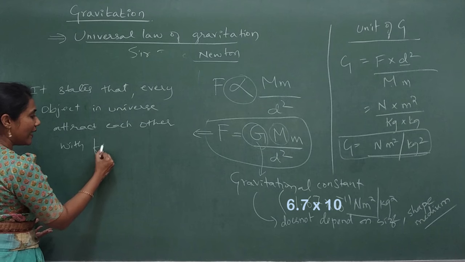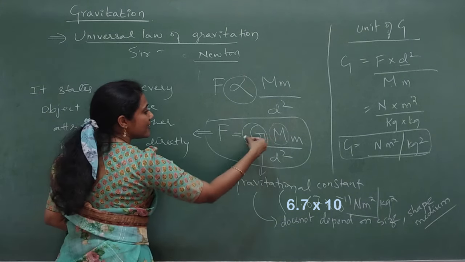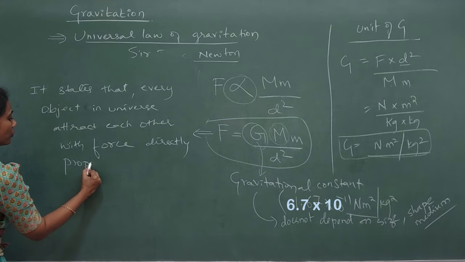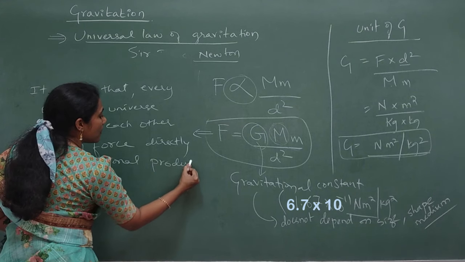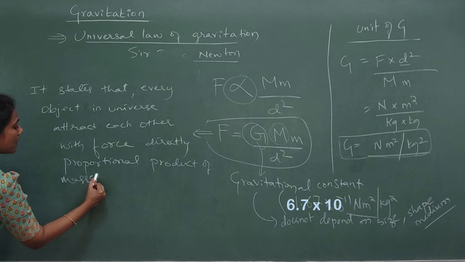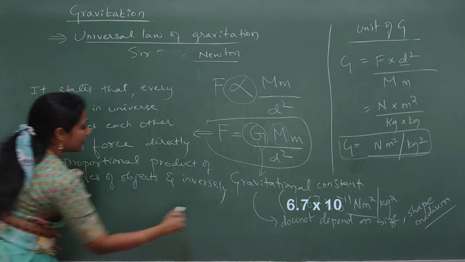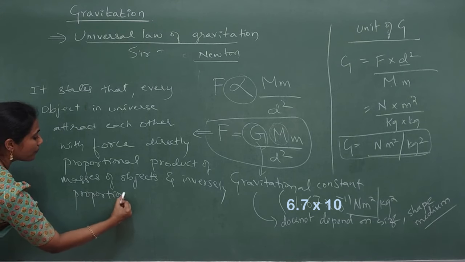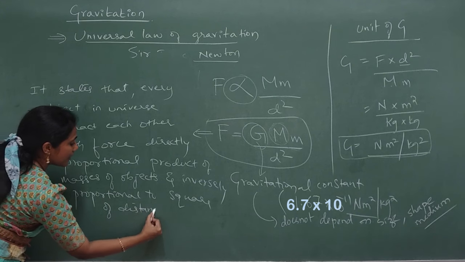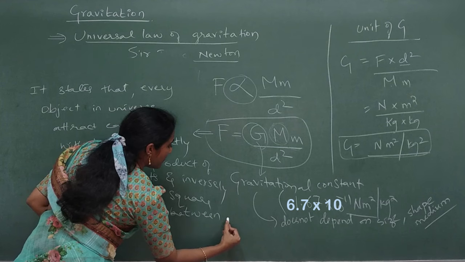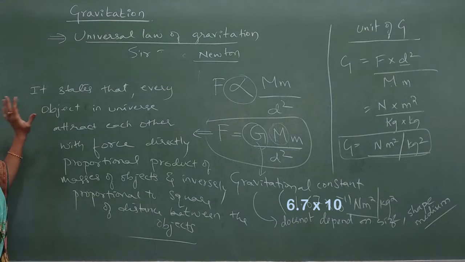So with a force, that force only gravitational force, with a force directly proportional to, that means on which factor is it directly dependent? Mass. Directly proportional to. Okay, so very important definition. Product of it, we have multiplied the masses, no? So multiplication can also be called as product. Product of masses of objects and inversely proportional to square of distance between the objects. Okay, so this is what the definition for universal law of gravitation.